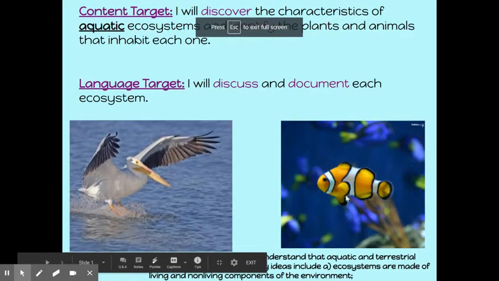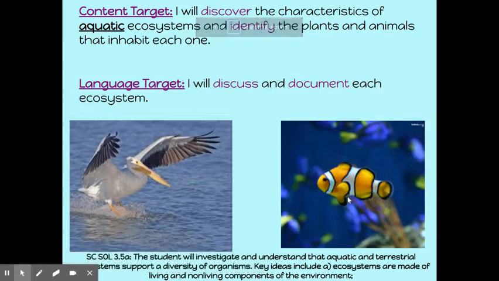Today you're going to be able to discover the characteristics of aquatic ecosystems and identify the plants and animals that inhabit each one. Inhabit means live. So we're going to find out the plants and animals that live in aquatic ecosystems. You're also going to be able to discuss and document each ecosystem.